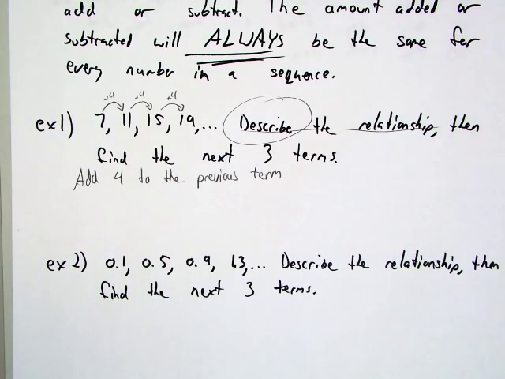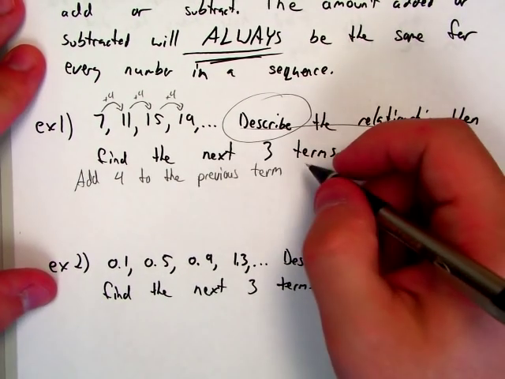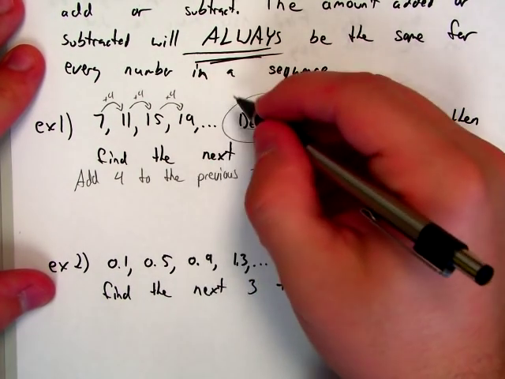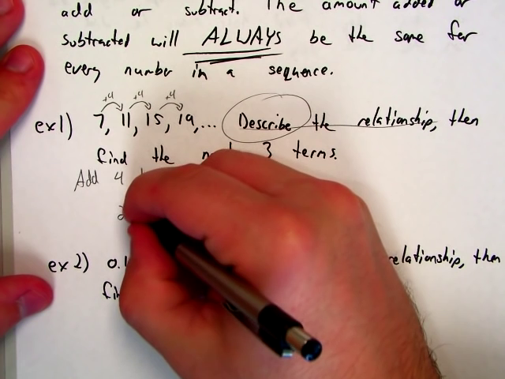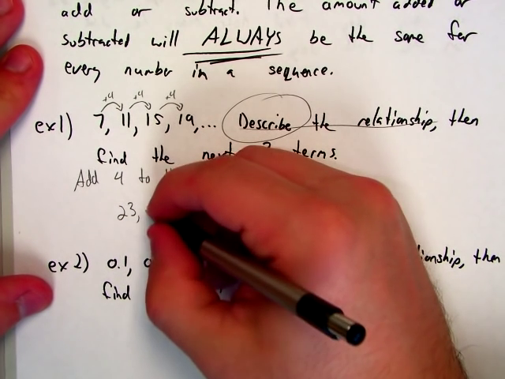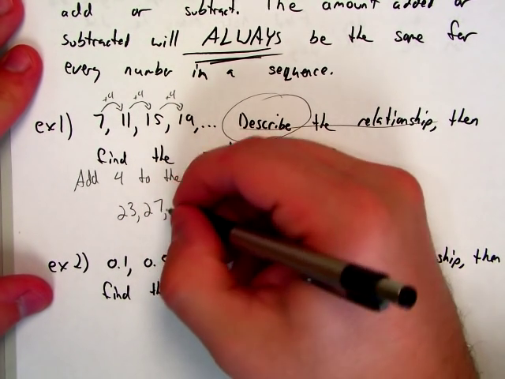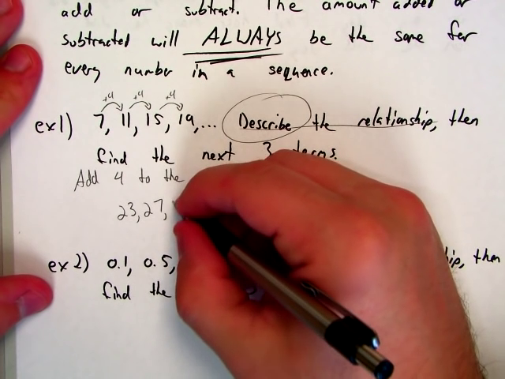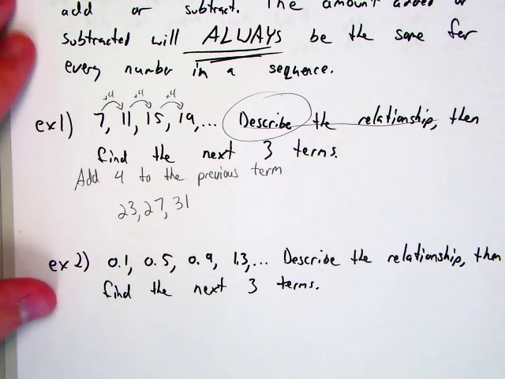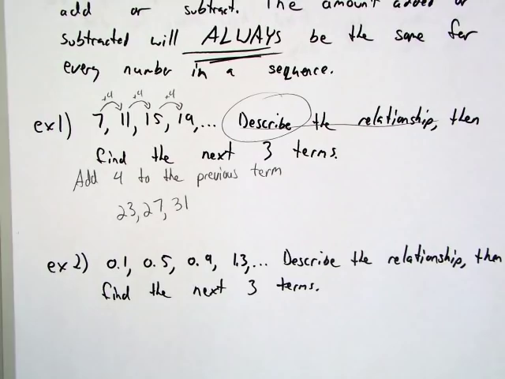Now, the next part, it says, then find the next 3 terms. What we're going to do is say, well, 19 plus 4 is 23. 23 plus 4 is 27. And 27 plus 4 is 31. Those are the next 3 terms.